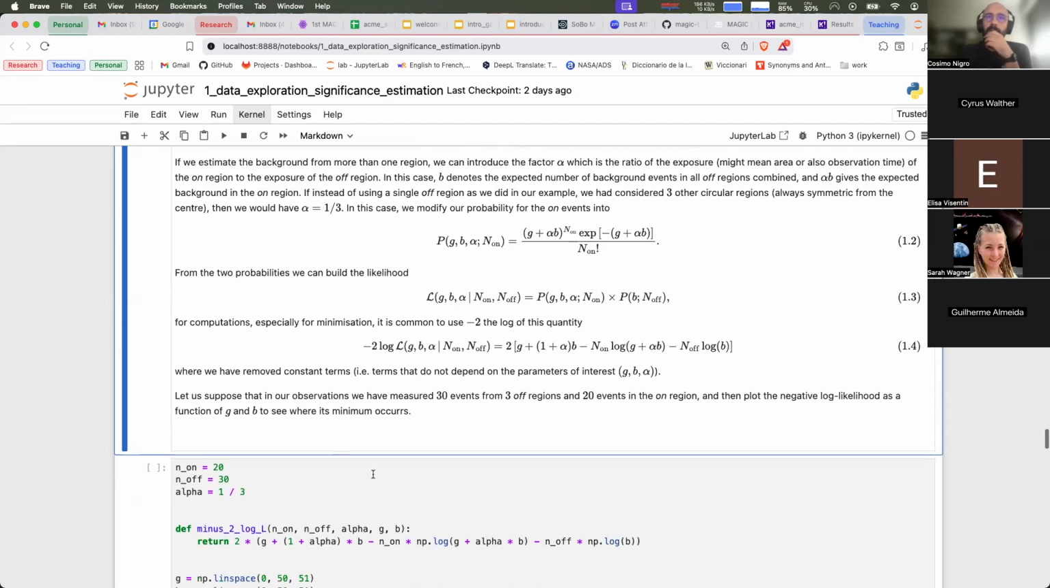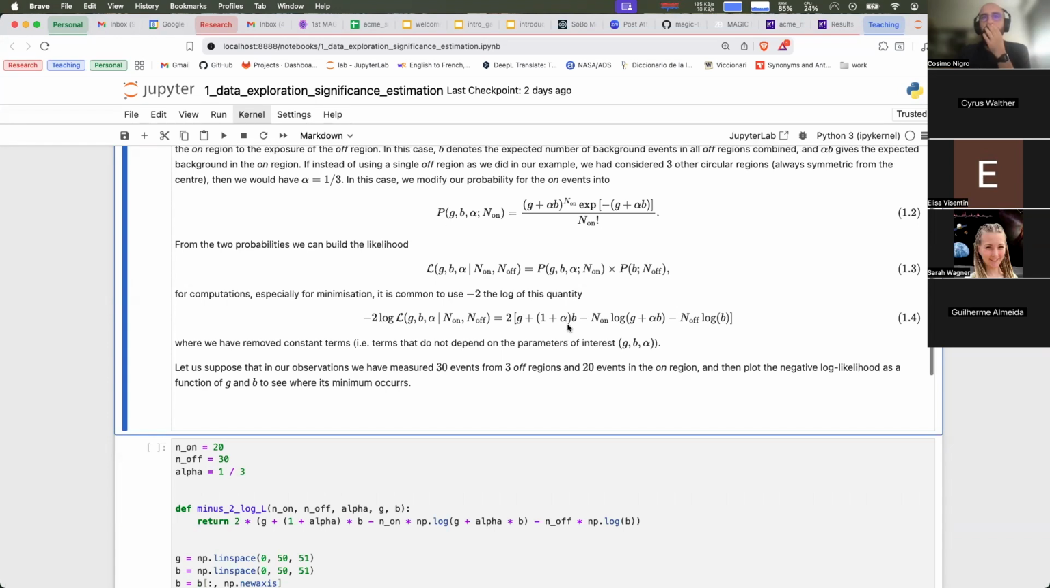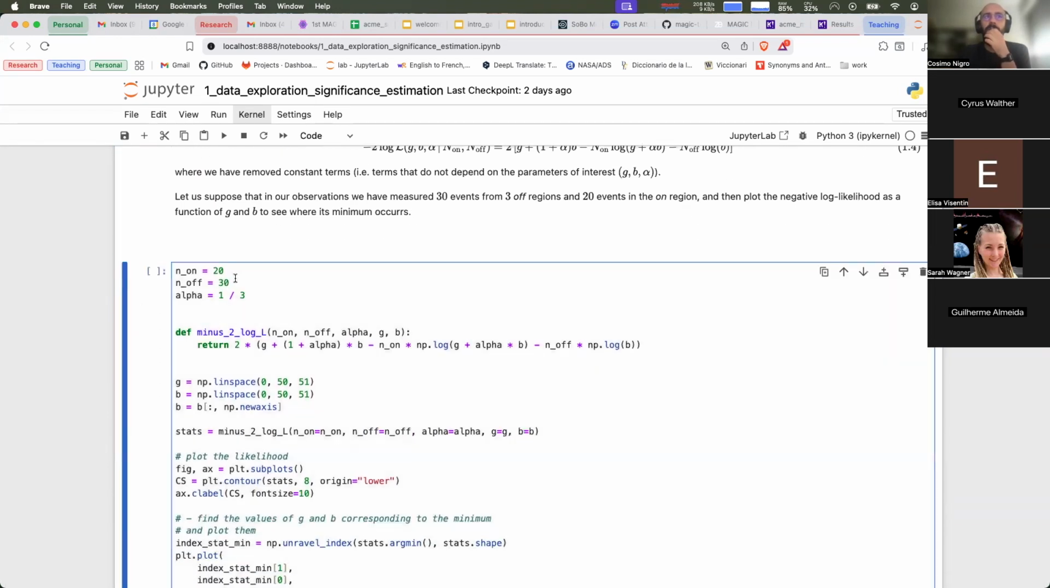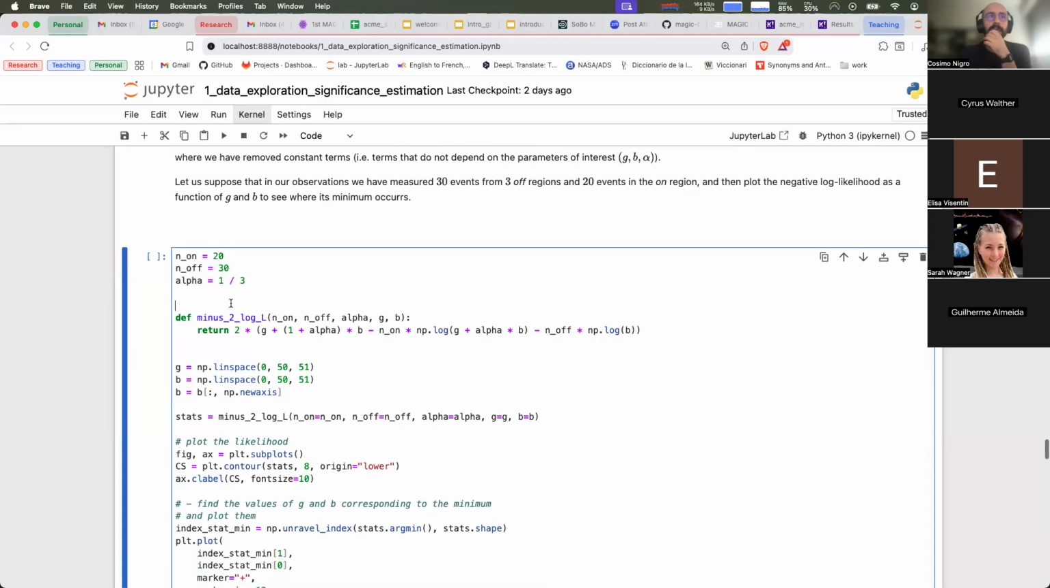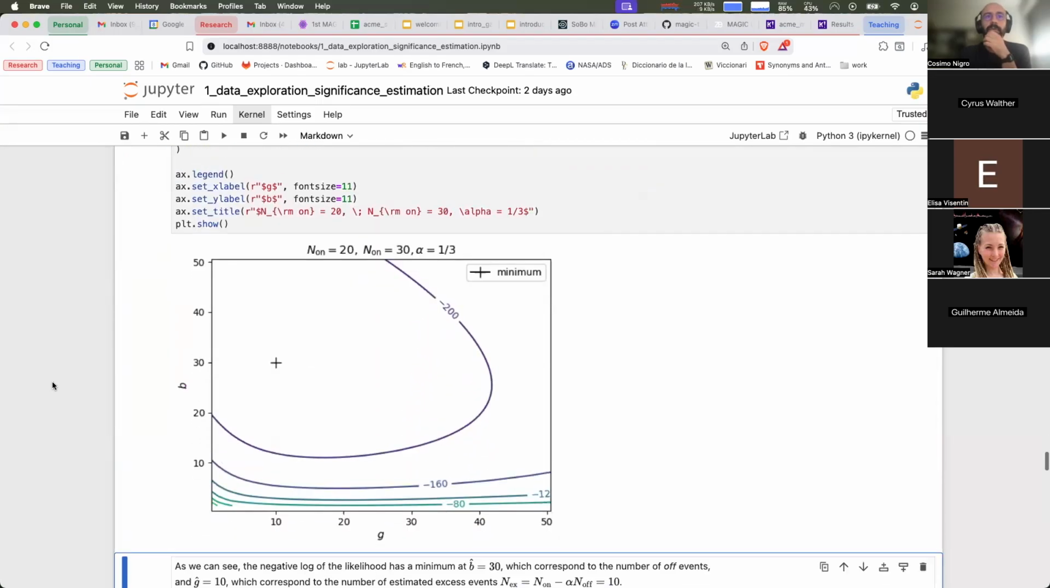So yeah, basically what I do now is I represent this likelihood with the on and off. First, I think I do it with an arbitrary number of on and off. So let's suppose we have found 20 on, 30 off, and a factor of alpha 1/3. So meaning, for example, we used 3 off regions. Then I think I do here a simple plot of the likelihood.